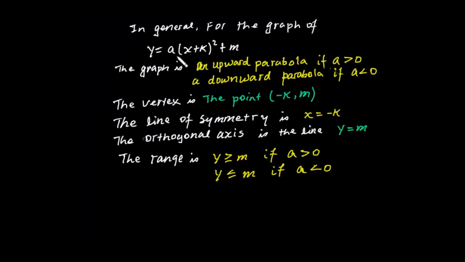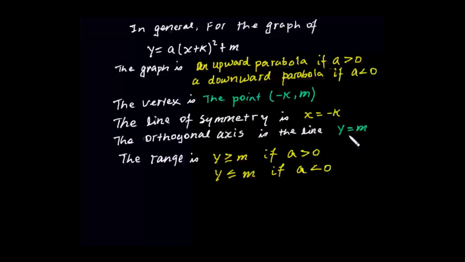So students, in general, the graph of y equals a times (x plus k) the whole squared plus m is an upward parabola if a is positive and a downward parabola if a is negative. The vertex is where the squared term is 0, when x is equal to negative k, and the value of y becomes m. So (negative k, m) is the vertex. The line of symmetry is the vertical line x equal to minus k, and the orthogonal axis is the line through the vertex and perpendicular to the line of symmetry, and that is y is equal to m.